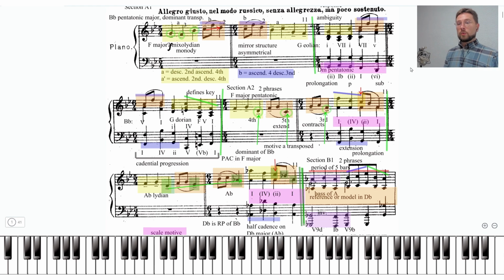So that would be pretty much the harmonic and motivic analysis. We were covering mostly the piece from this overview point of view.